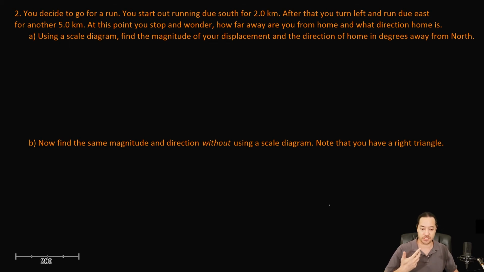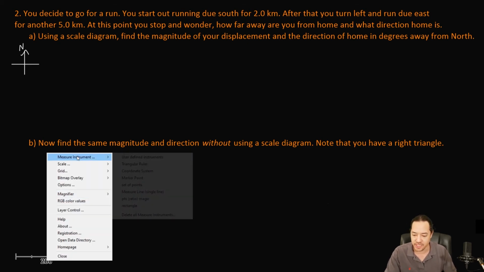Okay, so this is similar to what we just did using a scale diagram, but this time we're not given pictures. We have to reconstruct the vectors from these words. So let's do that. You start out running due south for 2 kilometers. Okay, let me just draw a little compass rose here. Okay, here's the idea. This is north facing up. So we're going to draw a little map.